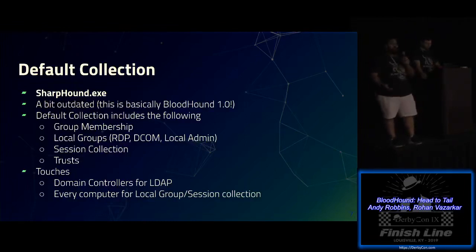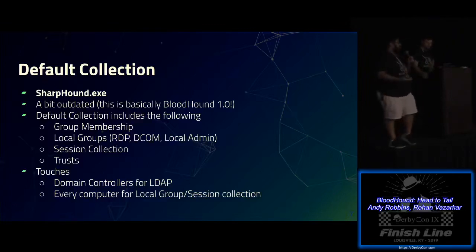All right, so default collection, this is actually probably where people start. They just run sharphound.exe, and it goes to work, and it collects a whole bunch of stuff and gives you some cool JSON files. This was what we originally started with when we released SharpHound and really the BloodHound project. This is kind of BloodHound 1.0. It's pretty outdated at this point since we've added so much stuff since then. But really all it collects is group membership, local groups on hosts, session information, and trusts.